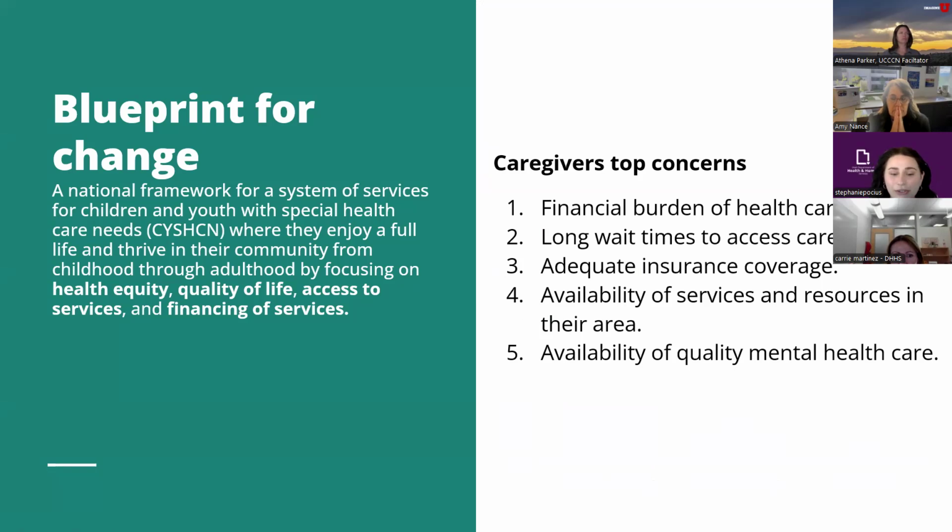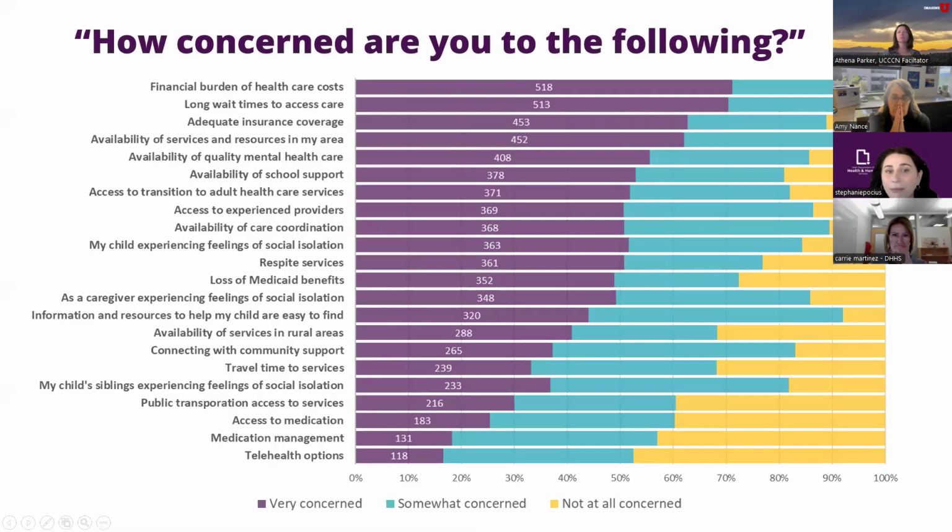The caregiver survey also incorporated questions related to the Blueprint for Change. I won't go too much into depth for it, but it's just a framework of health equity, quality of life, access to services, and financing of services. And through the Blueprint for Change, they have areas of concern that relate to SHIN. And when we asked caregivers their top concerns using this framework, the top concerns were financial burden, long wait times, adequate insurance coverage, availability of services and resources, and availability of quality mental health care. I won't go into this one too much, but it just further shows the questions related to the Blueprint for Change and how caregivers responded with their level of concern.